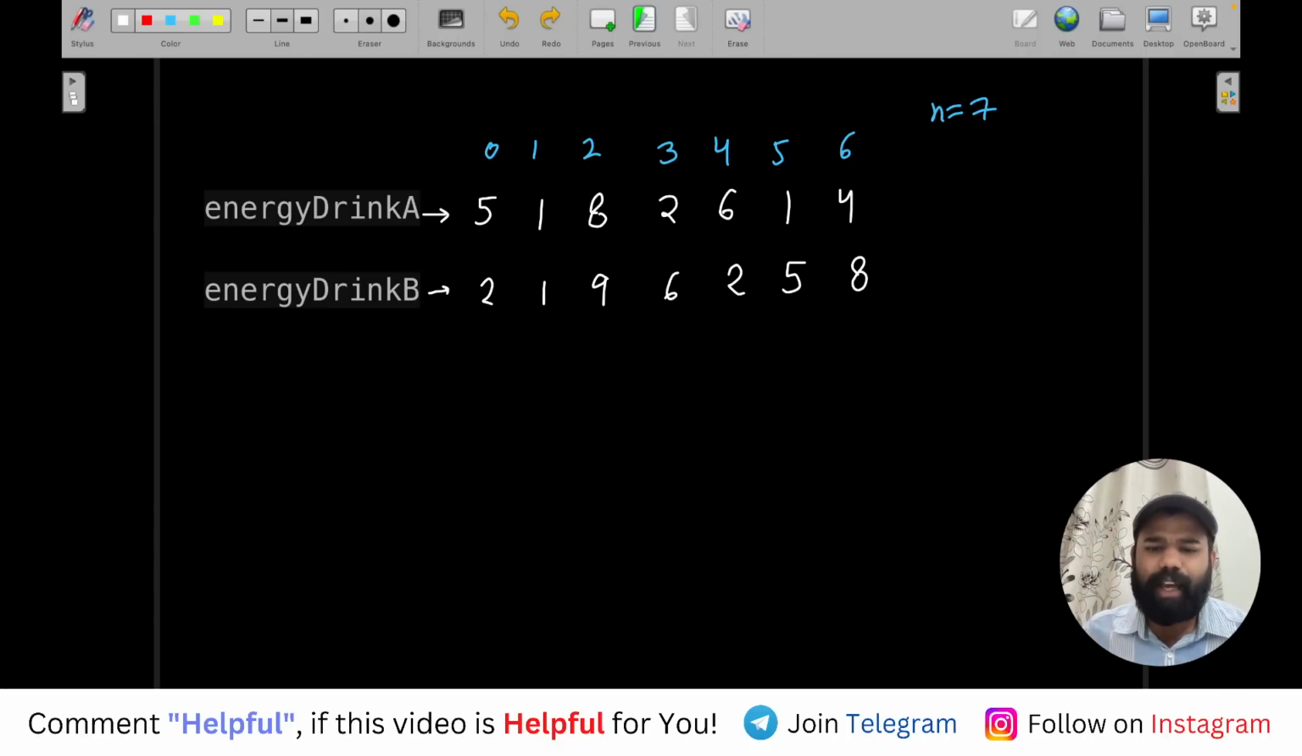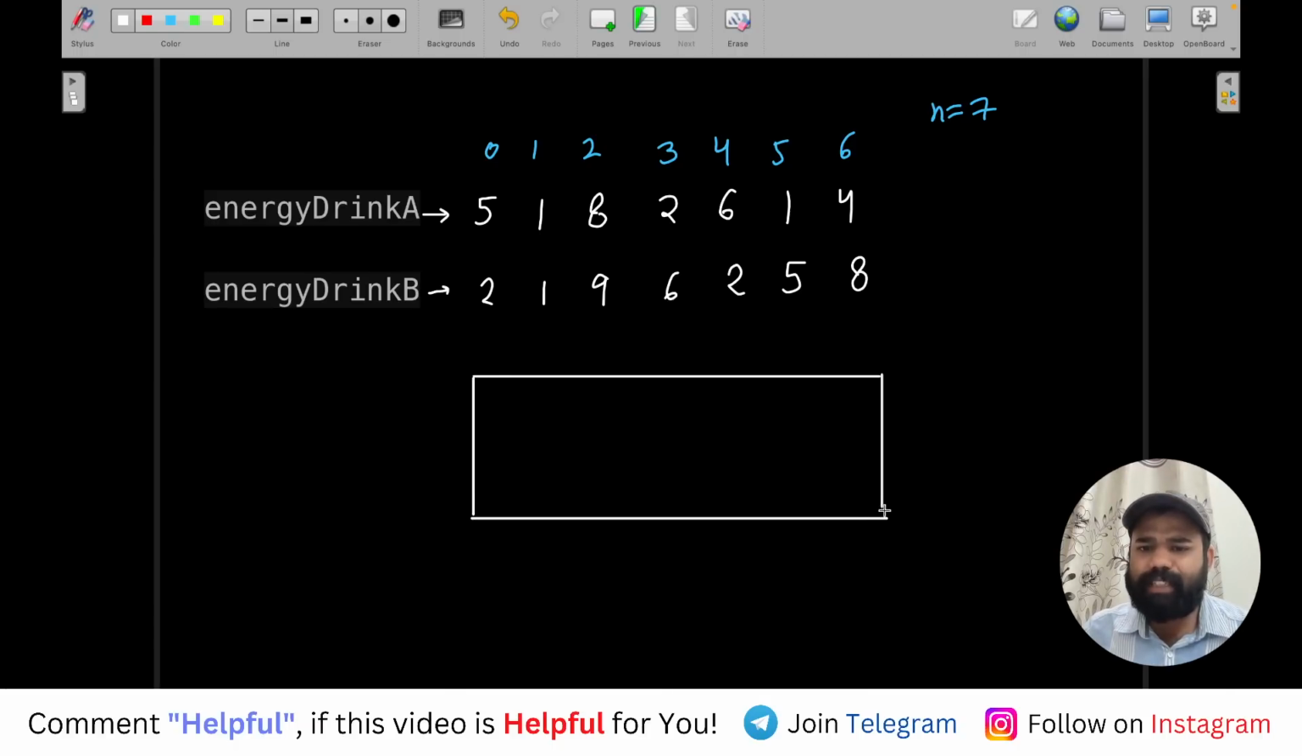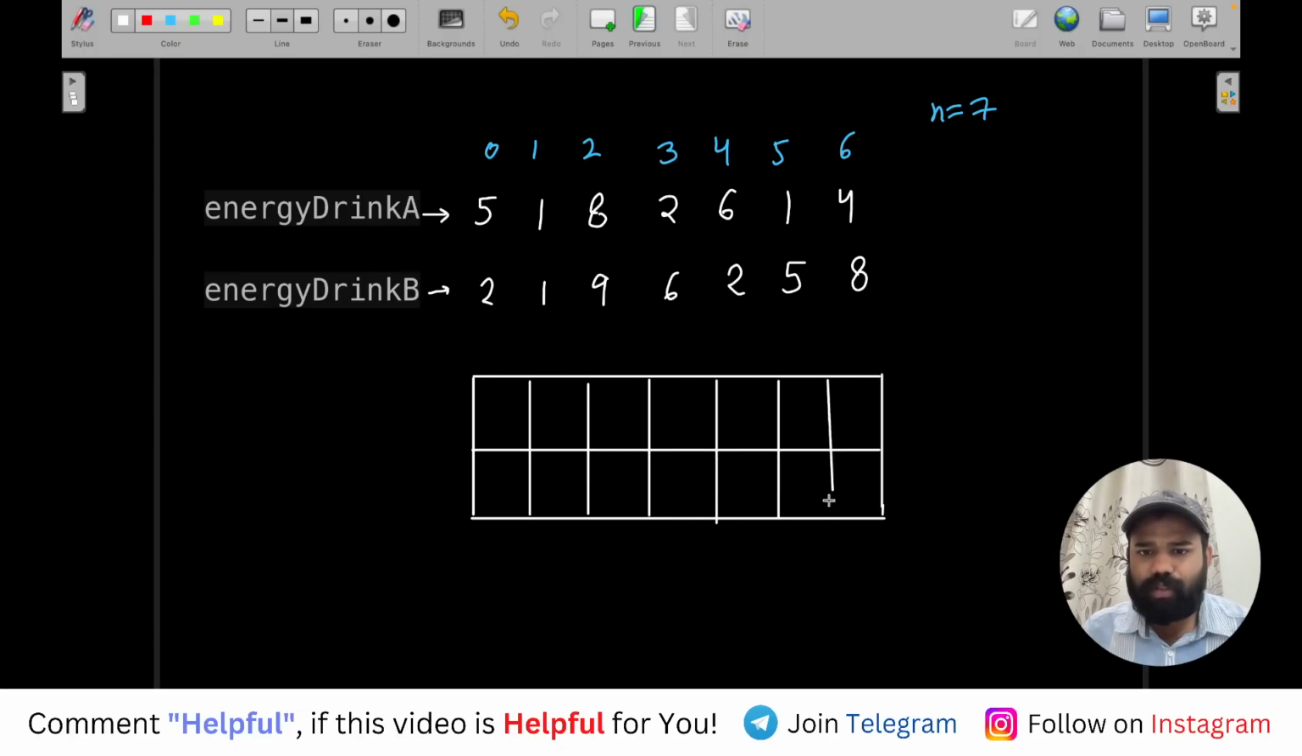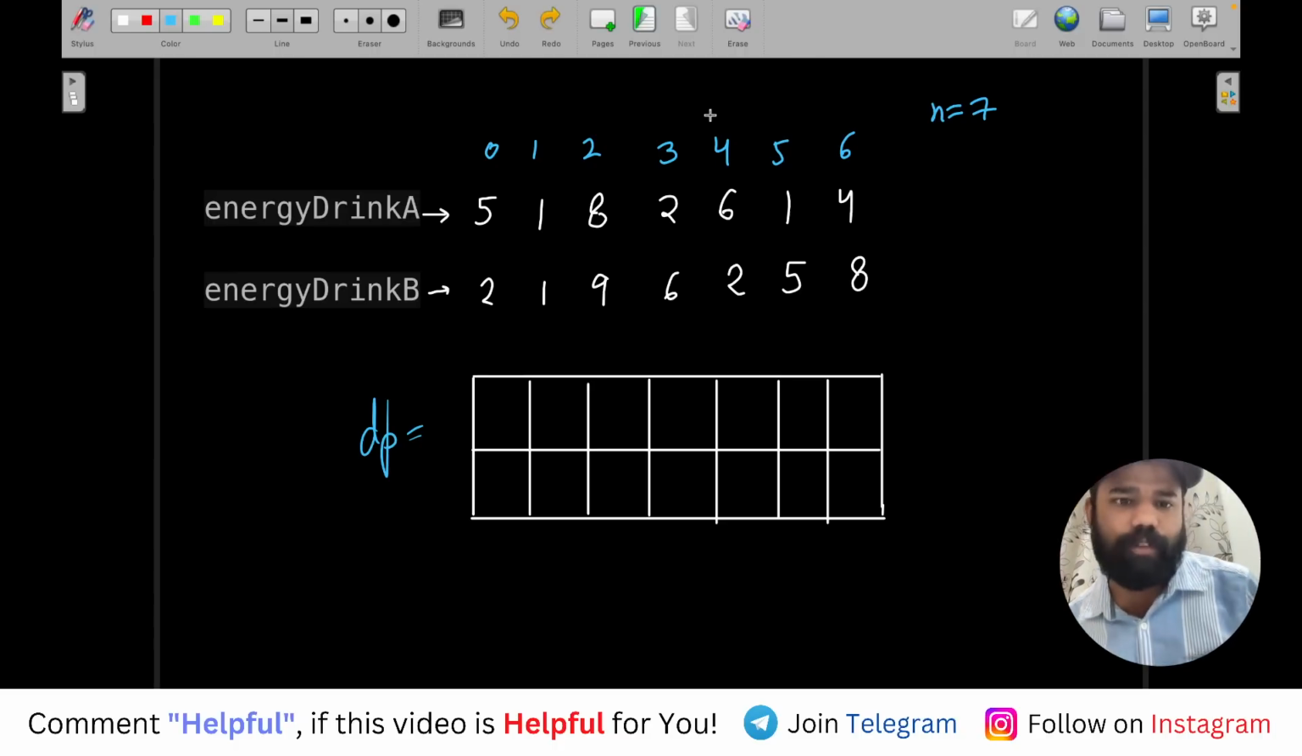We are creating a similar 2D DP array of the same size. So basically these are two different arrays of size n. I'm taking one 2D array of DP of size n into 2, in this way. Right. Now see what we are doing here. This is the DP array. What I am doing here is that, see, I'm saying if I go till this particular point, then what is the maximum energy that I will get? That is what I will store in this DP array, right?